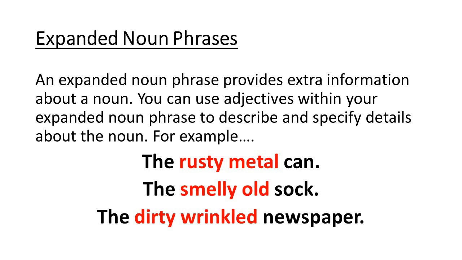An expanded noun phrase provides extra information about a noun. You can use adjectives within your expanded noun phrase to describe the specific details about the noun. For example, the rusty metal can, or the smelly old sock, or the dirty wrinkled newspaper.